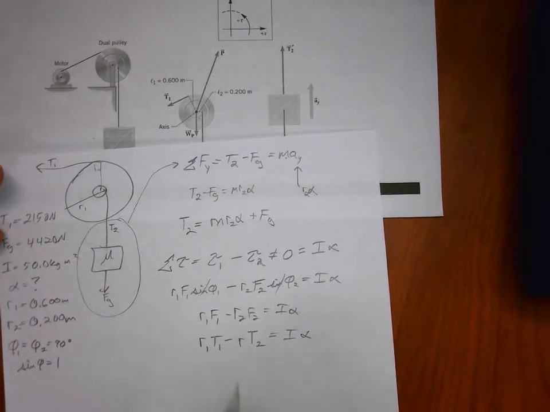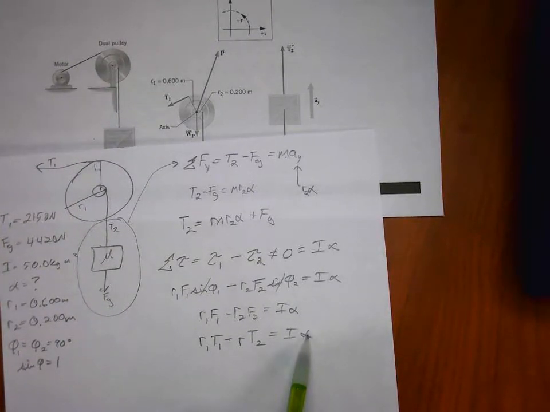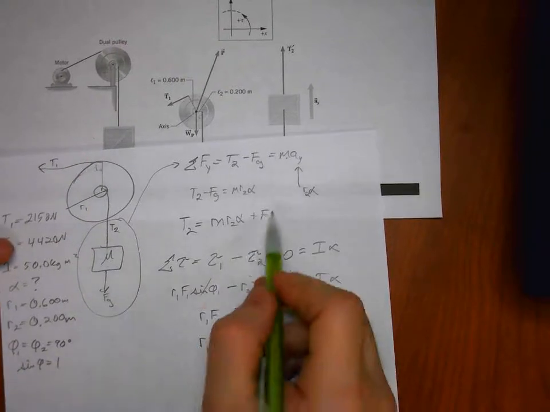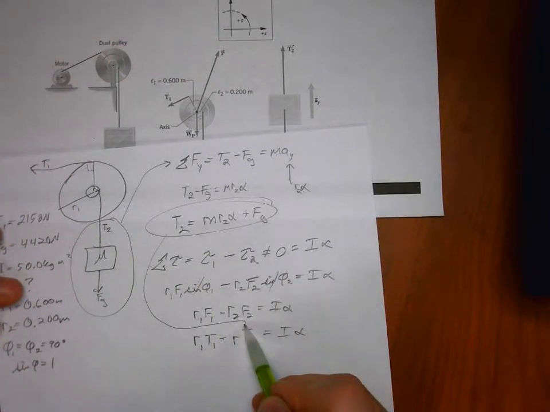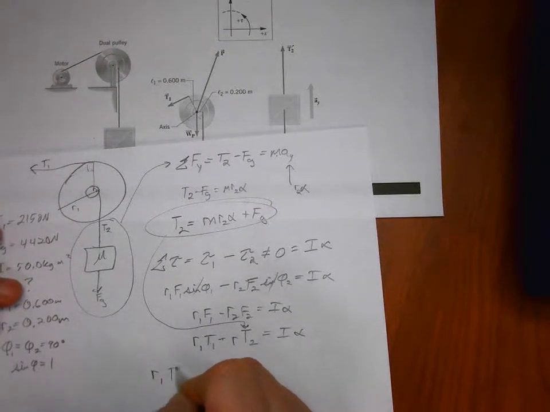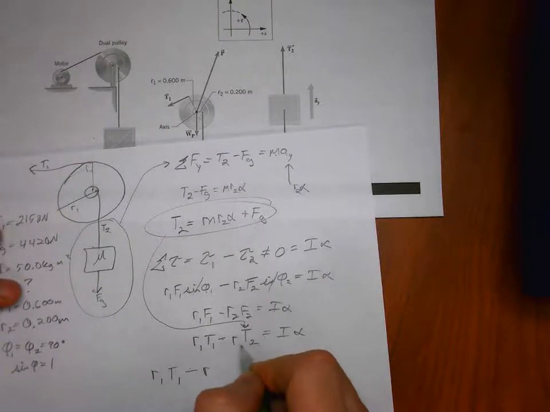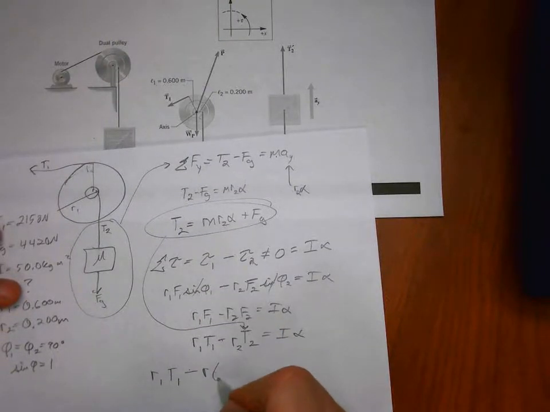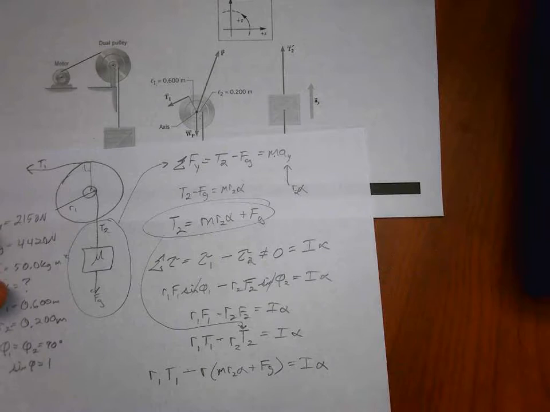Okay, well, we have tension 1, we don't have tension 2, we don't have alpha, we're looking for it, we have the moment of inertia, but what do we have for T2? It's up here. So R1 T1 minus R2 T2, which is mR2 alpha plus FG, equals I alpha.